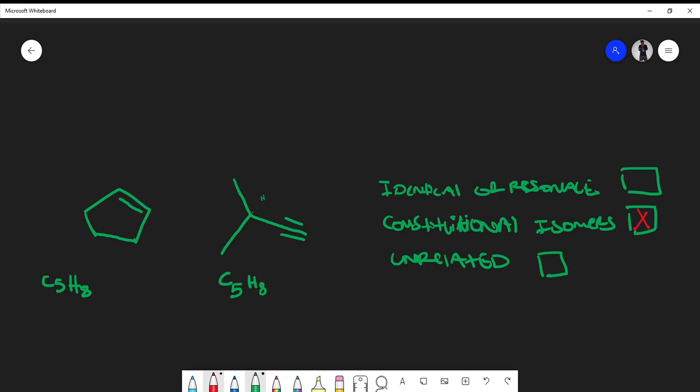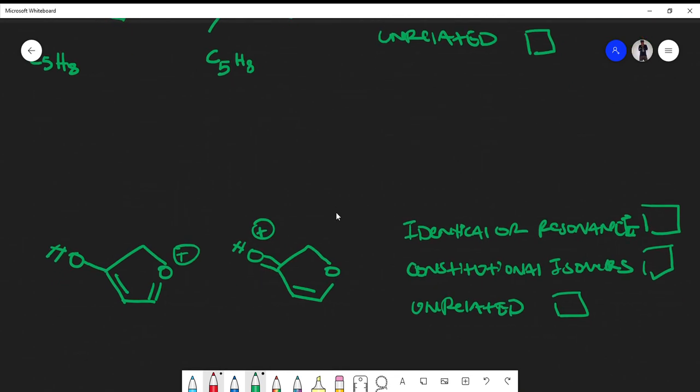Why couldn't it be identical or resonance? Well, there's no way I could take this ring and draw any resonance structures to get this. It's just impossible. So we say that these are classical constitutional isomers. Let's go to the next problem.